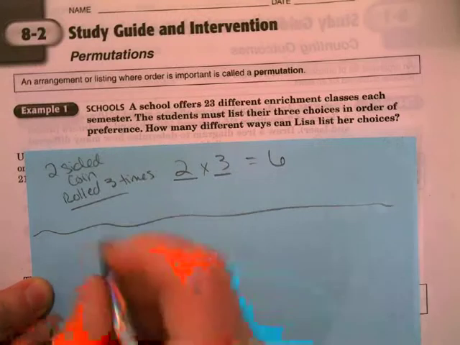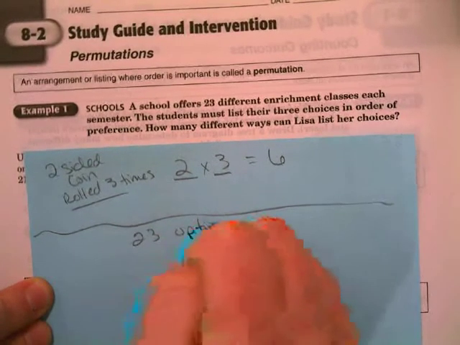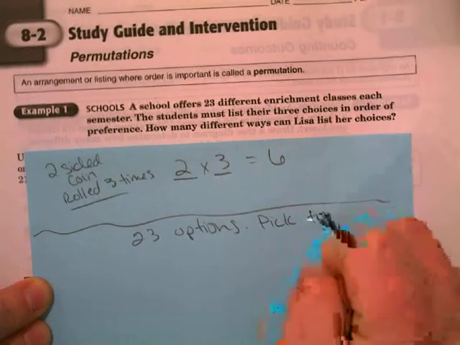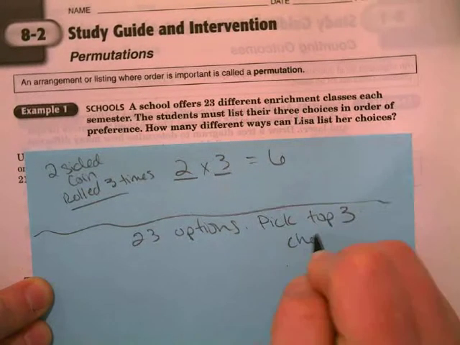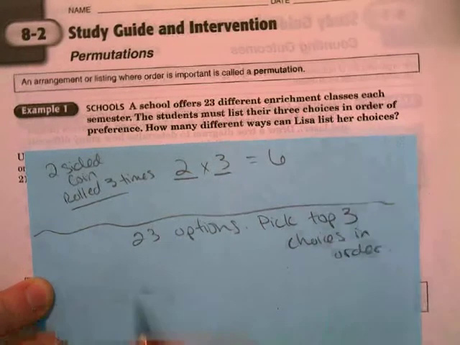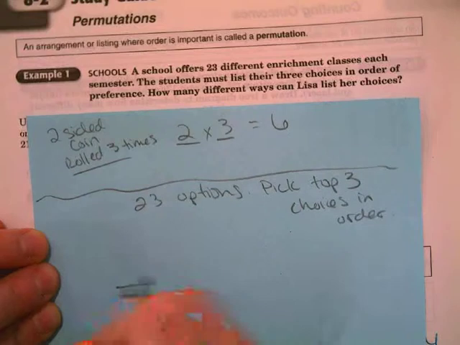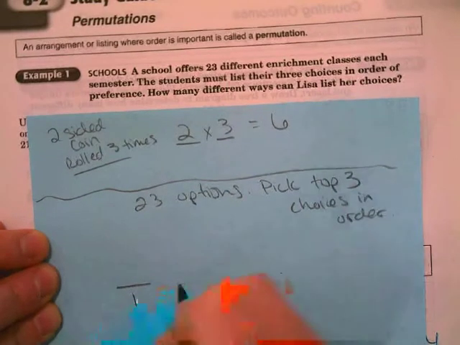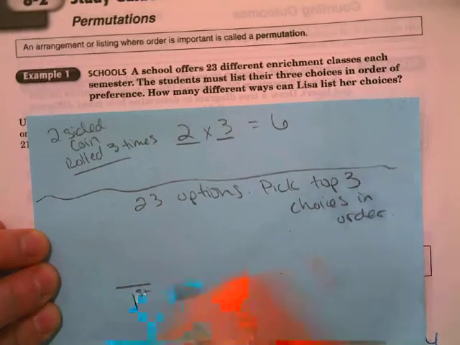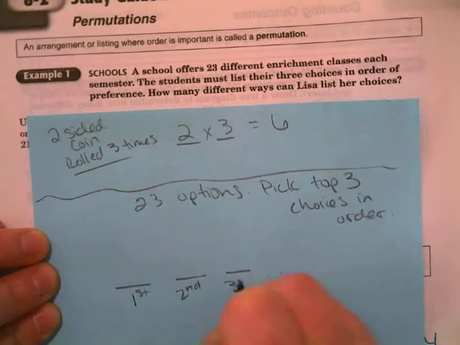Okay, so with permutations, things change a little bit. On here, you have 23 options. And you're going to pick your top 3 choices in order. So, I like to make one line for every option you have. This is your first choice, your second choice, and your third choice.